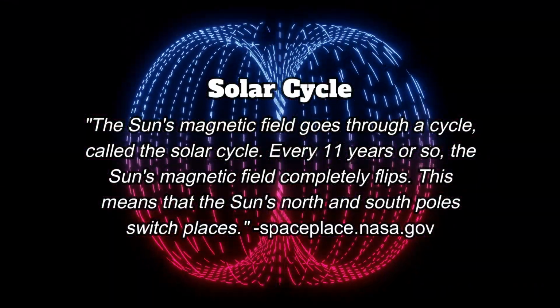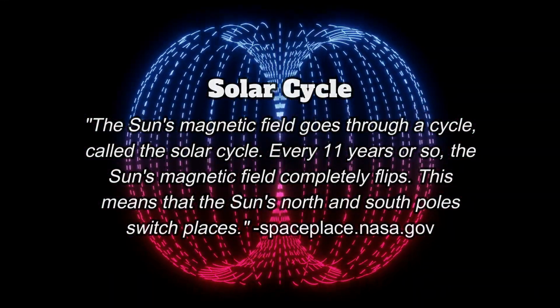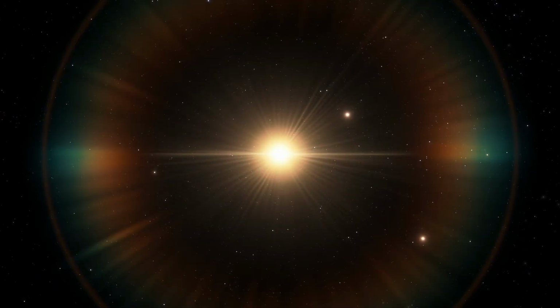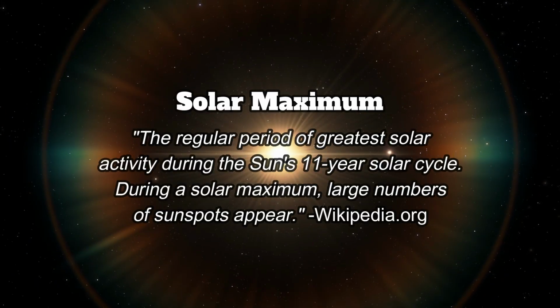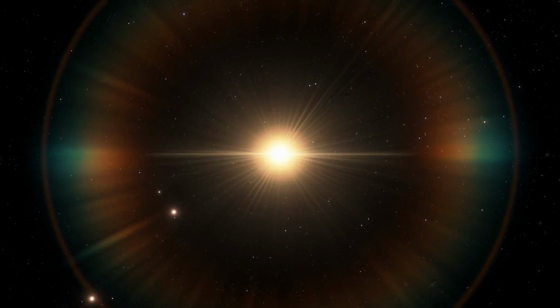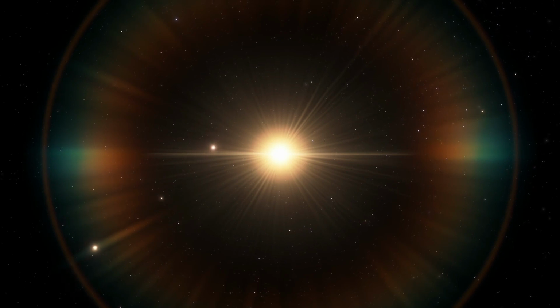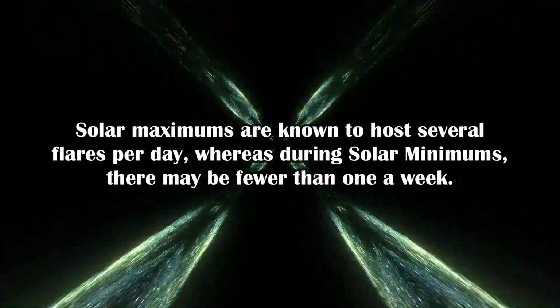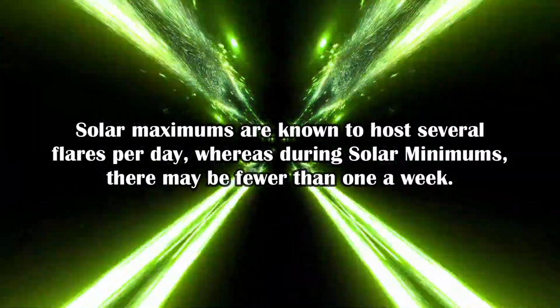Briefly mentioned earlier in this video, the solar cycle is the process of the sun's magnetic north and south poles swapping every 11 years. Consequently, from this swap, the sun's photosphere, chromosphere, and corona layers change from quiet and calm to violently active. During the height of the sun's activity cycle, known as a solar maximum, is a time of greatly increased solar storm activity. Sunspots, eruptions called solar flares, and coronal mass ejections are common at solar maximum. Solar maximums are known to host several flares per day, whereas during solar minimums, there may be fewer than one per week.